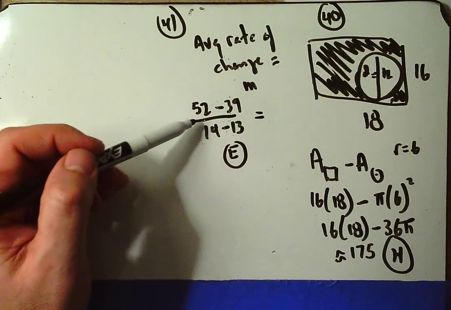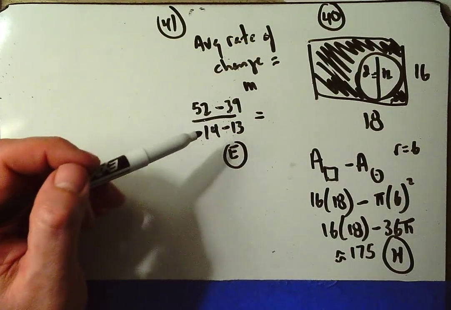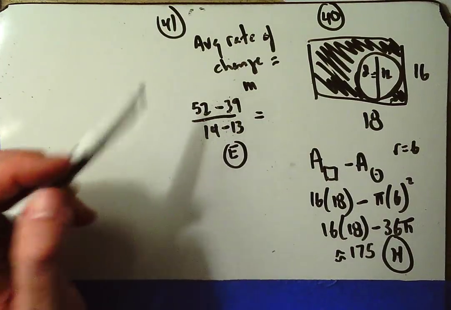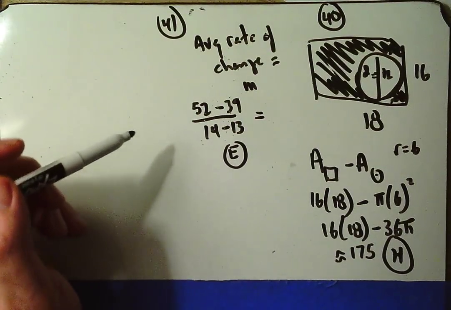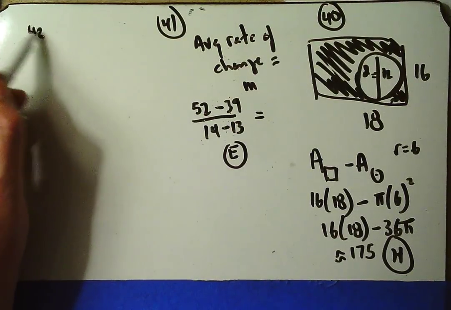The only way I could get this by using the slope formula is by finding the slope between every two pairs, and that would drive me crazy. So I'm not going to do that. I'm just going to know that average rate of change is slope, and slope would be greatest where the segment is steepest. Okay, let's take a look at 42.